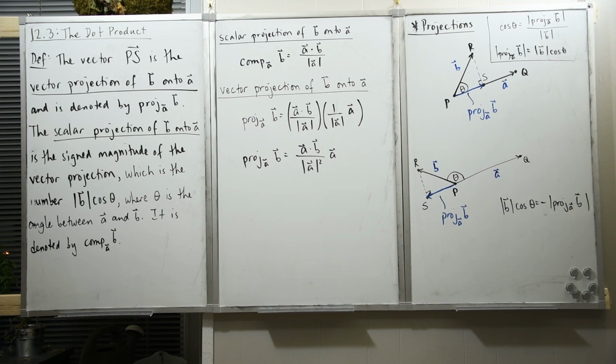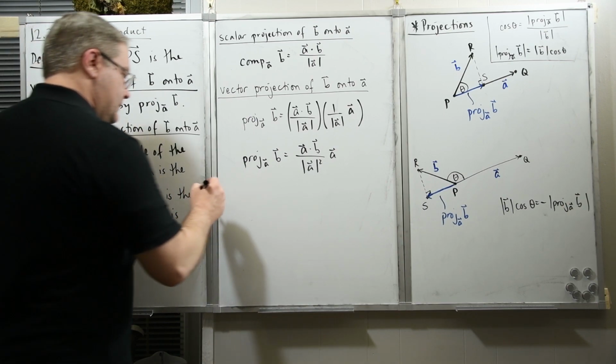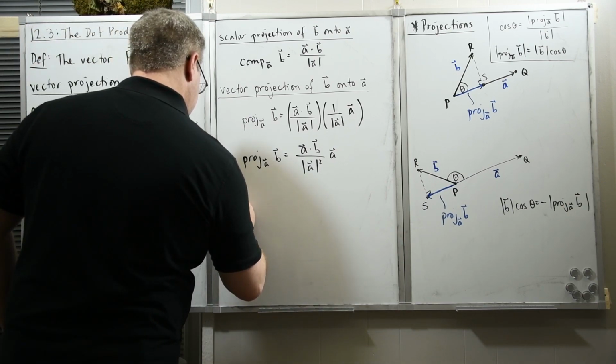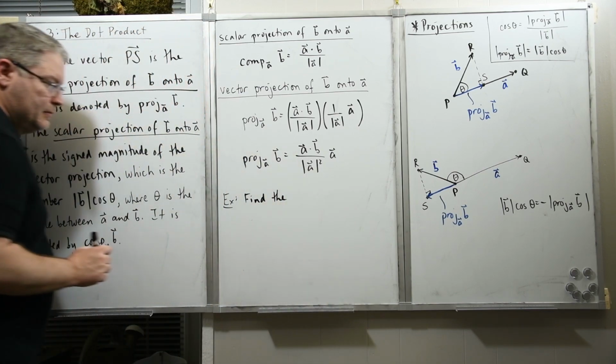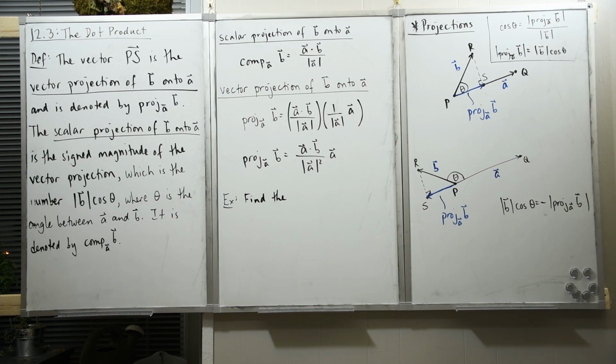All right, so let's take a look at an example. In this case, we'll find the scalar projection and the vector projection.